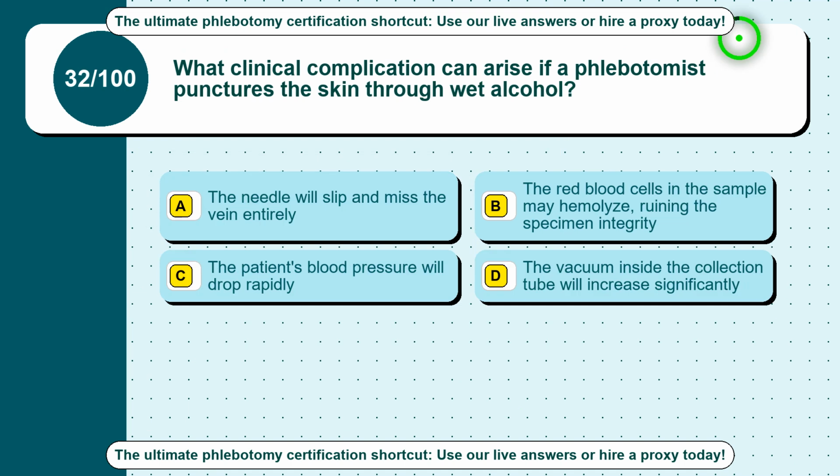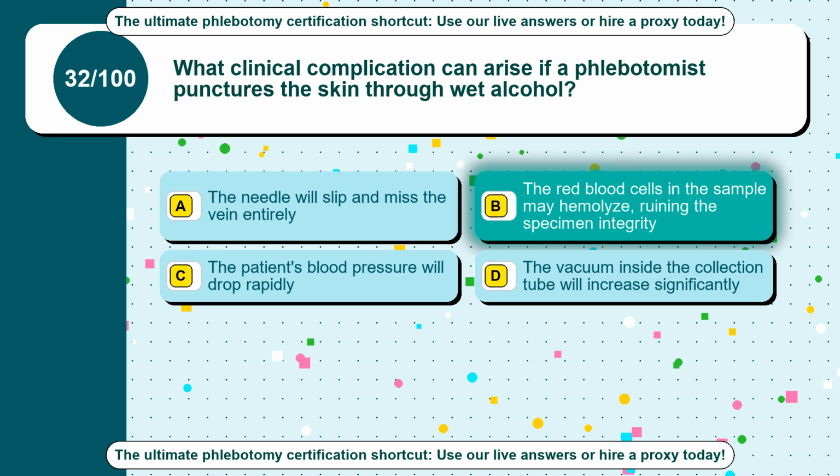Question 32. What clinical complication can arise if a phlebotomist punctures the skin through wet alcohol? Option A, the needle will slip and miss the vein entirely. Option B, the red blood cells in the sample may hemolyze, ruining the specimen integrity. Option C, the patient's blood pressure will drop rapidly. Option D, the vacuum inside the collection tube will increase significantly.